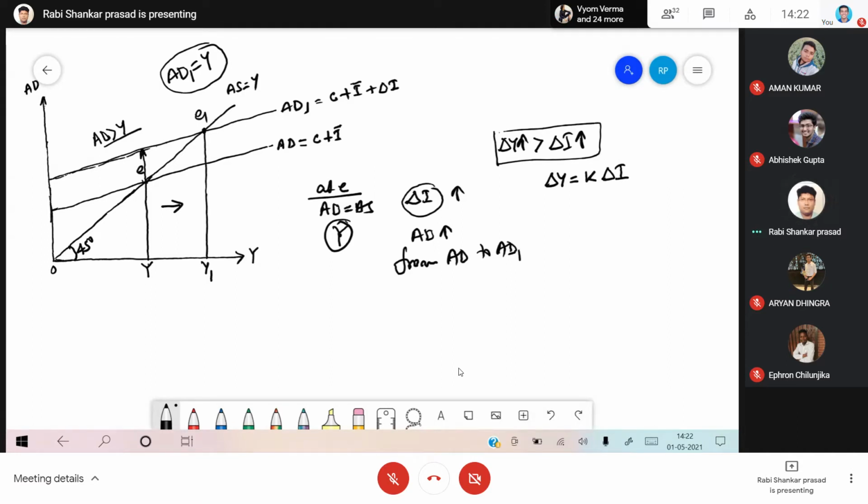So your total change in output, or total increase in output, will be multiplier times the change in your investment. And what was the value of the multiplier? So yesterday in class I mentioned it: delta Y equals 1 upon 1 minus MPC into delta I.